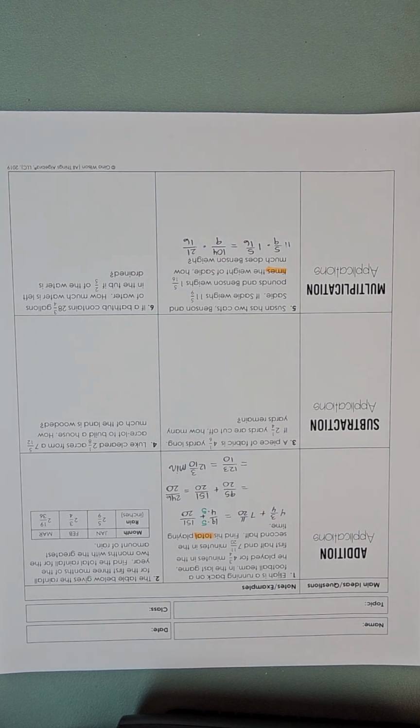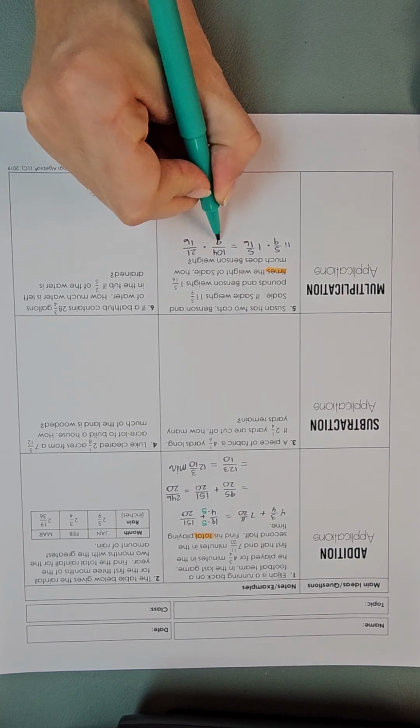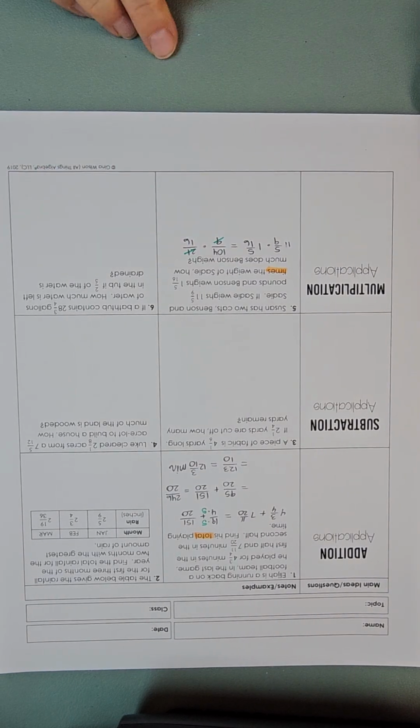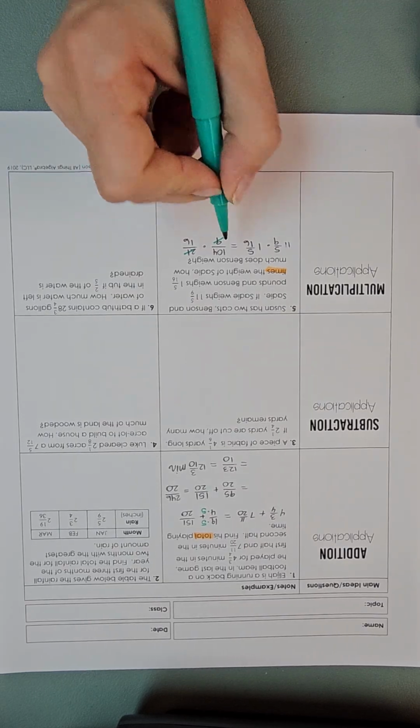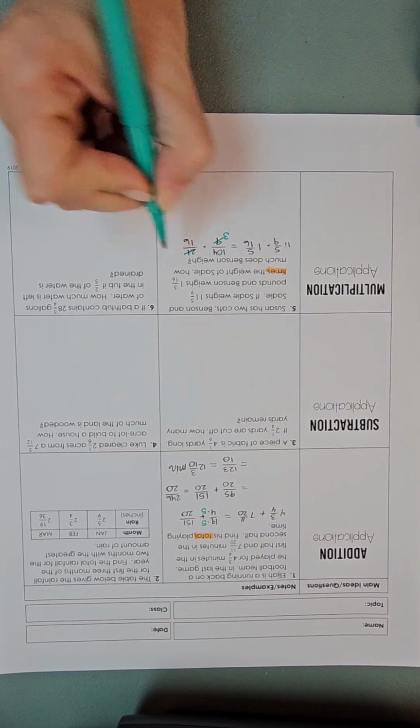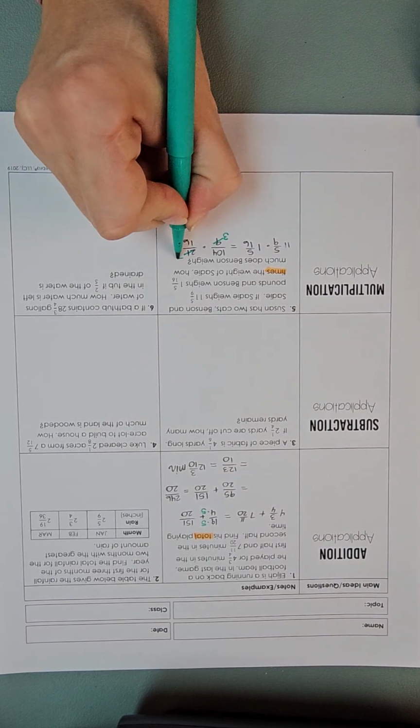Now, those are big numbers, and we don't like those because we know we make mistakes. This is why I would cross simplify. 9 and 21 both can be simplified by 3. 9 divided by 3 is 3. 21 divided by 3 is 7.